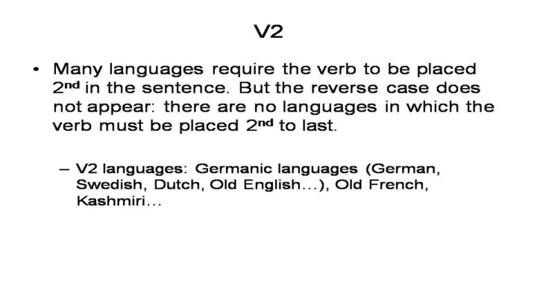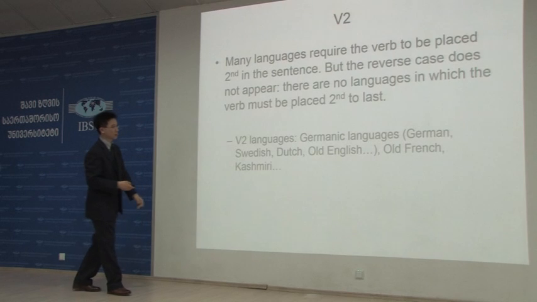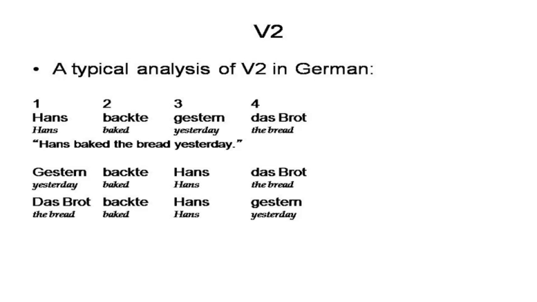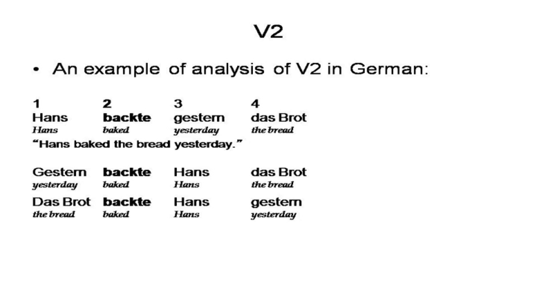There are lots of languages where the verb always has to be in the second position of the sentence, but there are no languages where the verb always has to be in the second to last position. So many languages like German, here's the verb, okay? You could say, Hans backte gestern das Brot. Hans baked the bread yesterday. You could say, yesterday baked Hans the bread. You could say, the bread baked Hans yesterday. Do you see, all of these are fine, but the verb always has to come second.